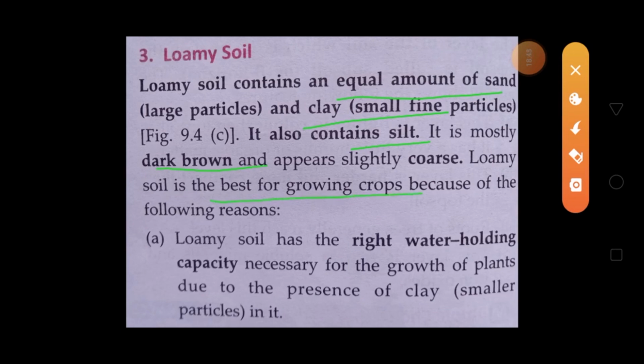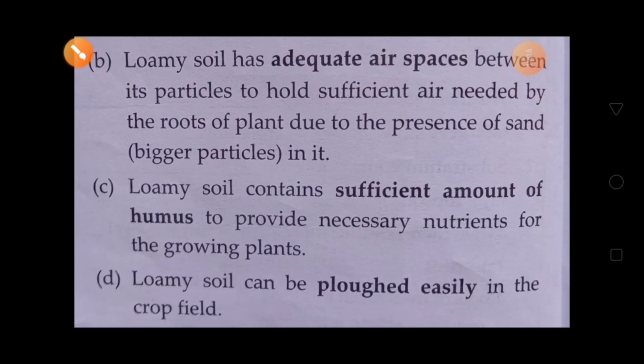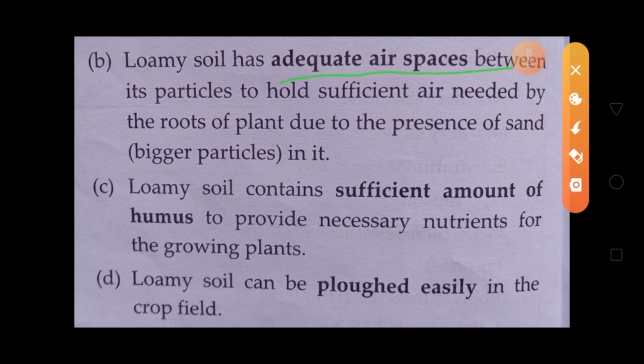Loamy soil is best for growing crops for the following reasons. The first reason is that loamy soil has the right water holding capacity, which is necessary for the growth of plants. It is not the highest, not the lowest, but the right water holding capacity. That's why more plants can easily grow in loamy soil. Next, it has adequate air spaces between its particles, so air can easily reach, which is also a good advantage.